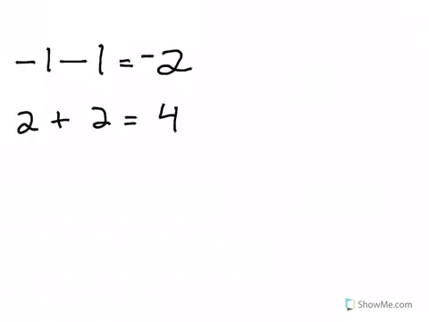So let's say I'm doing -2 plus 1. I have a negative and a positive, so my signs are different, which means I'm going to subtract. So 2 minus 1 is 1, and I'm going to keep the sign of the largest number. So the largest number is 2, therefore it's -1.